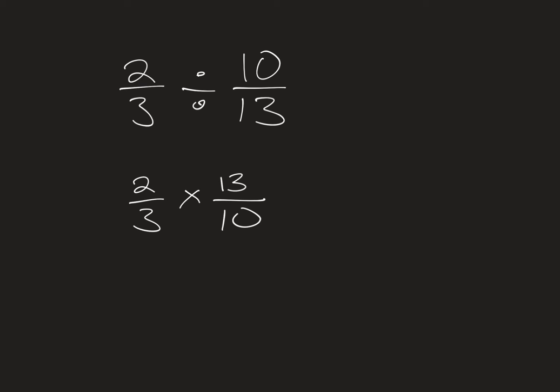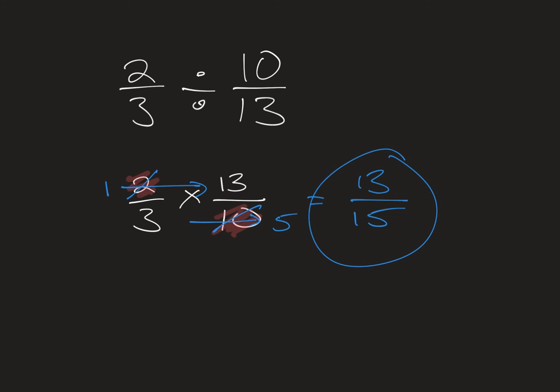Before we multiply, we're going to look diagonal, see if we can do any simplifying. 3 and 13, they don't share any common factors other than 1, so there's nothing we can do there. But 2 and 10 both share a common factor of 2. So I'm going to divide those both by 2. 2 divided by 2 is 1. 10 divided by 2 is 5. Then we multiply straight across. 1 times 13 is 13. 3 times 5 is 15. So the answer is 13/15.